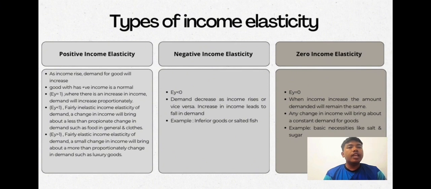The last type is zero income elasticity. When income increases, the amount of demand will remain the same. Any change in income will bring about a constant demand for goods. An example is basic necessities like salt and sugar.